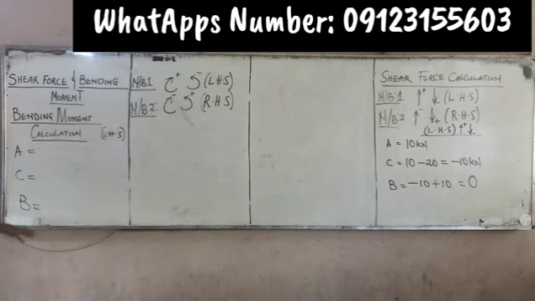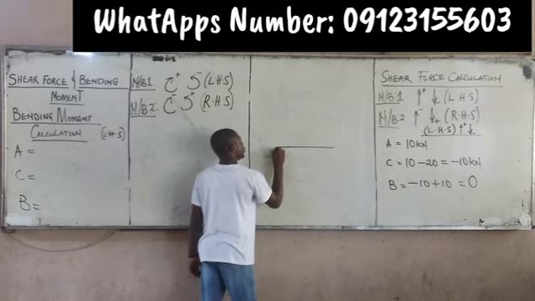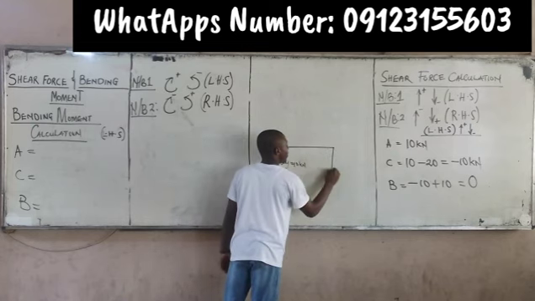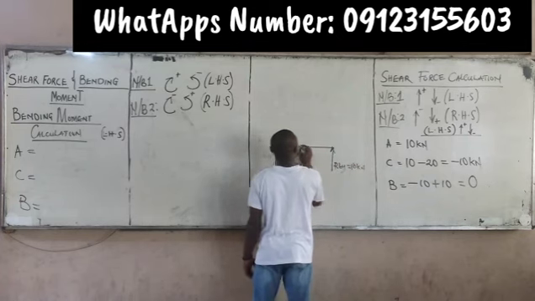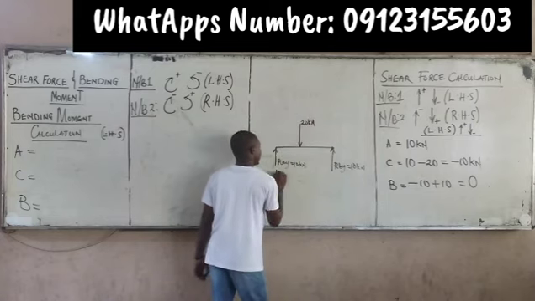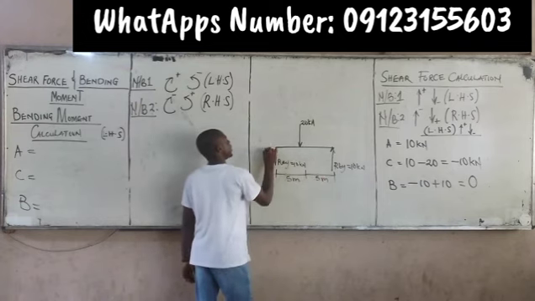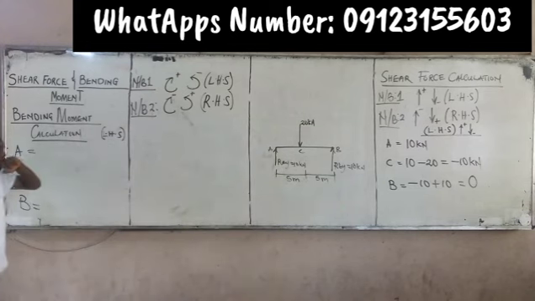Alright, in that case, listen. For section A, the diagram was something of this nature. RAY is 10 kilonewton, and RBY is also 10 kilonewton. A force of 20 kilonewton is here. From here to this point is given as 5 meters, and 5 meters. Do the half initially. So, let's start with A.